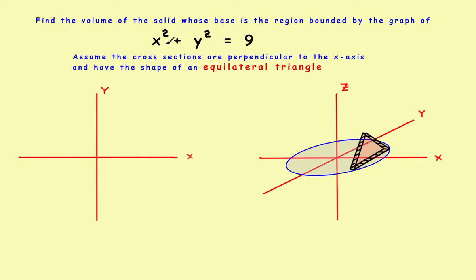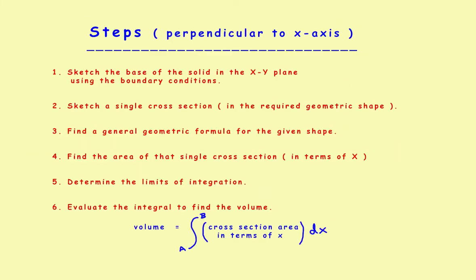So first of all, looking at the boundary conditions, x squared plus y squared is equal to 9 is a circle with radius 3. So draw a circle, and we'll shade it in to see what it looks like. So this is going to be the base of the object. It's going to go from negative 3 here, and I'll put that in black so it stands out better, to a positive 3 over here, and that's going to be the radius of the circle. Okay, so we've got the base drawn. So we'll go back to our steps.